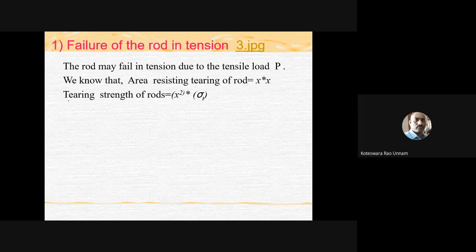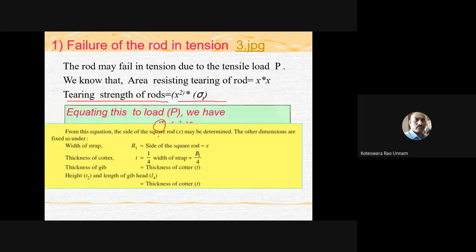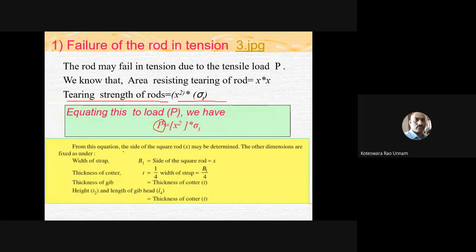Anyway, this we already discussed. Tearing strength of the rod is nothing but X square into sigma T. If you equate that to the applied load P, you will get P equal to X square into sigma T. From that you will get the X value. So from this equation, the side of the square X is determined. Then the other dimensions are fixed. Now these dimensions are fixed.